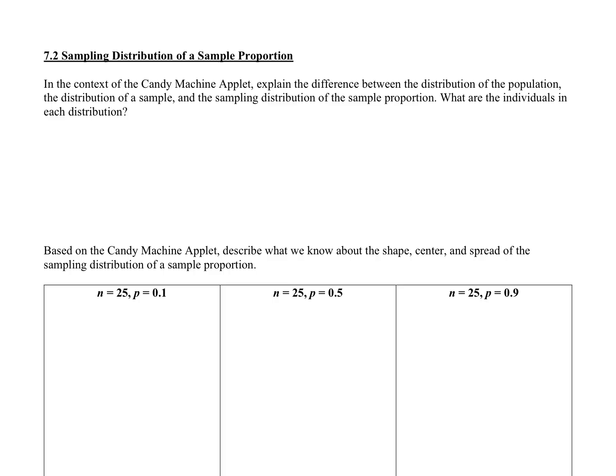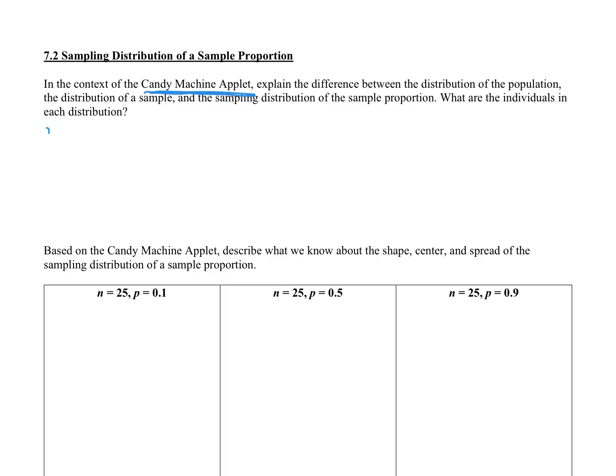We're going to take a look at the Candy Machine applet again, and so I'm going to pull up the applet. You all are also going to pull up the applet eventually. But what we're going to do is take a look at what the applet is. We're going to talk about the sample, the sampling distribution, and the individuals. Now that we reviewed the applet, let's talk about the population, the sample, the sampling distribution, and the individuals.